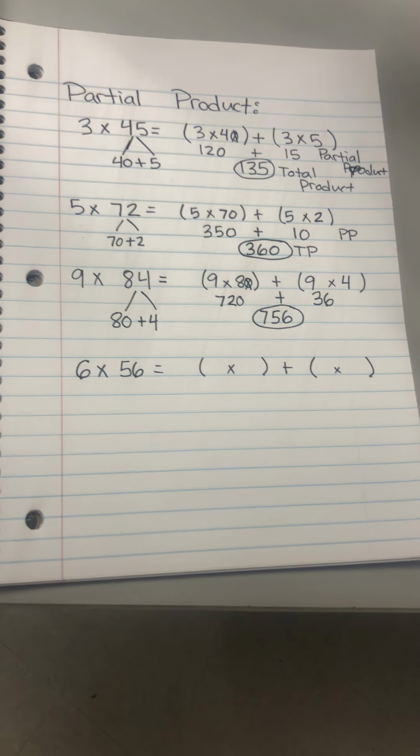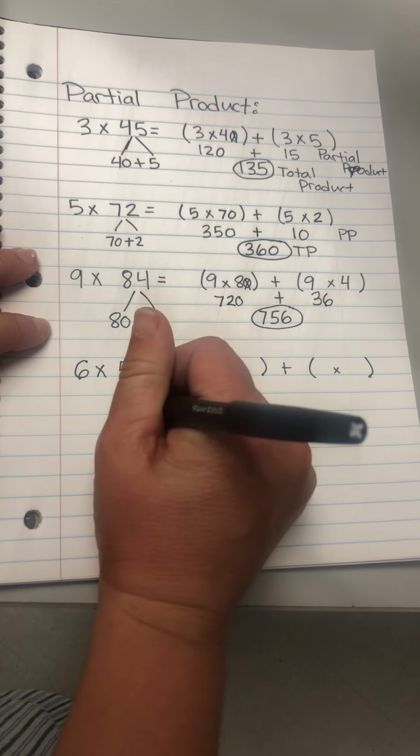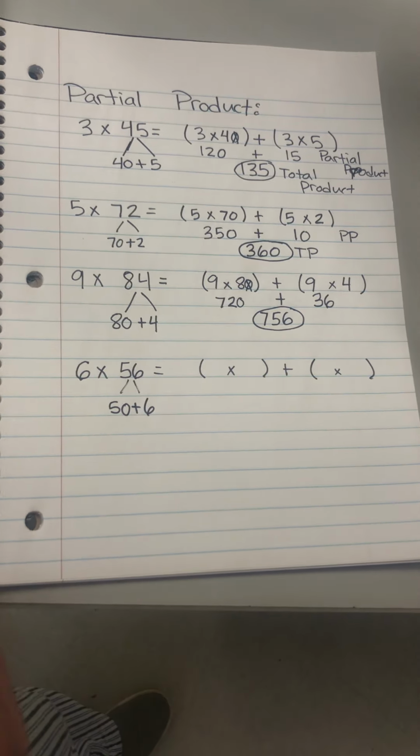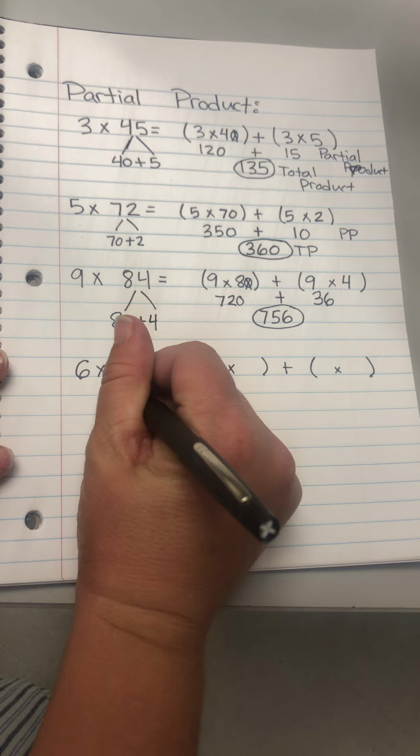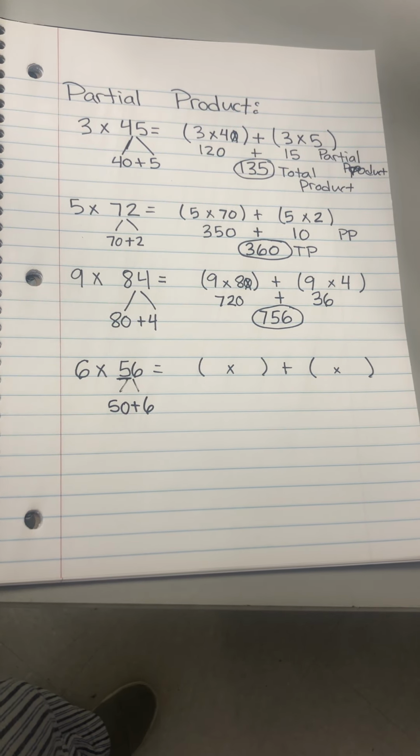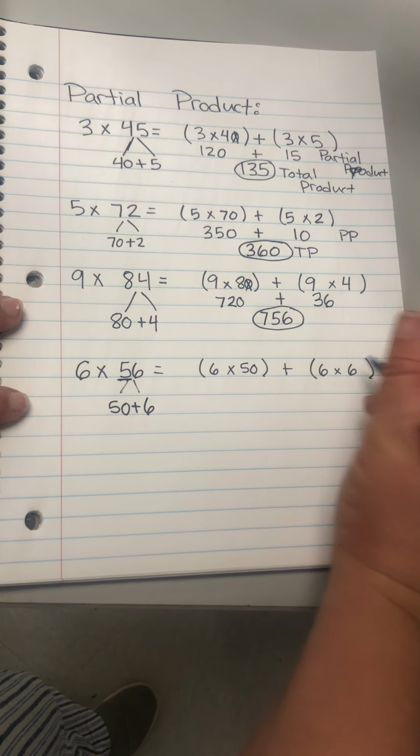All right, let's look at this problem. We break 56 apart to what? 50 plus 6. It is not 5 plus 6. The value of this 5 right here is 50. That's why when we said the definition, it's the value of the factors, the value meaning how much they equal. So then we can say 6 times 50 plus 6 times 6.